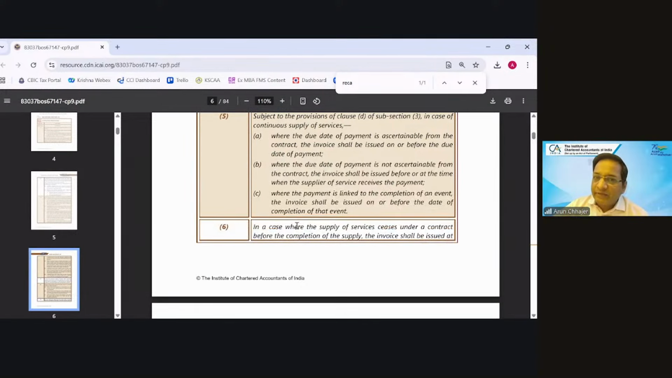Now, if it is continuous supply of the service, it has been divided into three parts. If the due date is ascertainable from the contract. Next, if not ascertainable from the contract. Third, when the payment is linked to the completion of an event. There are 3 points: if the due date is ascertainable, not ascertainable, and third is when the payment is linked to the completion of an event.